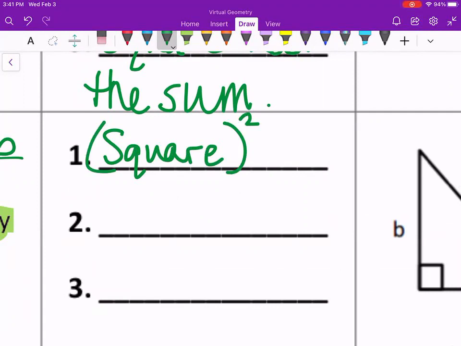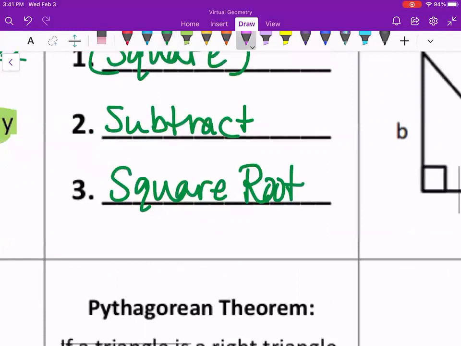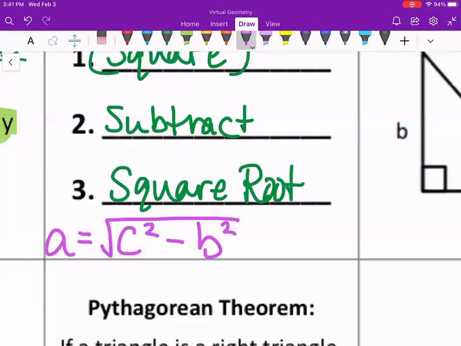We are still going to square them. This time, though, we're not going to add them. We are going to subtract. And then I will square root. So to put all of that in a user-friendly formula, if I need A, we're going to do exactly that, kind of go backwards here. We're going to take the square root of, now this is very specific, C squared minus B squared if I'm looking for A.